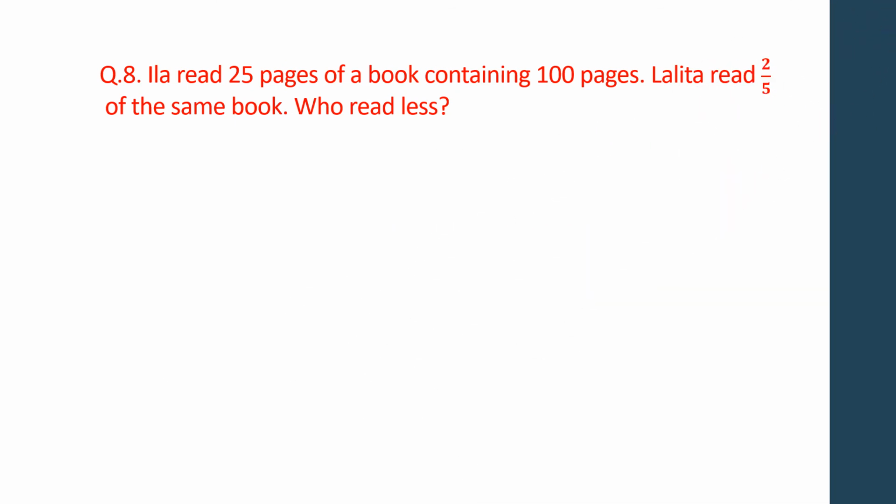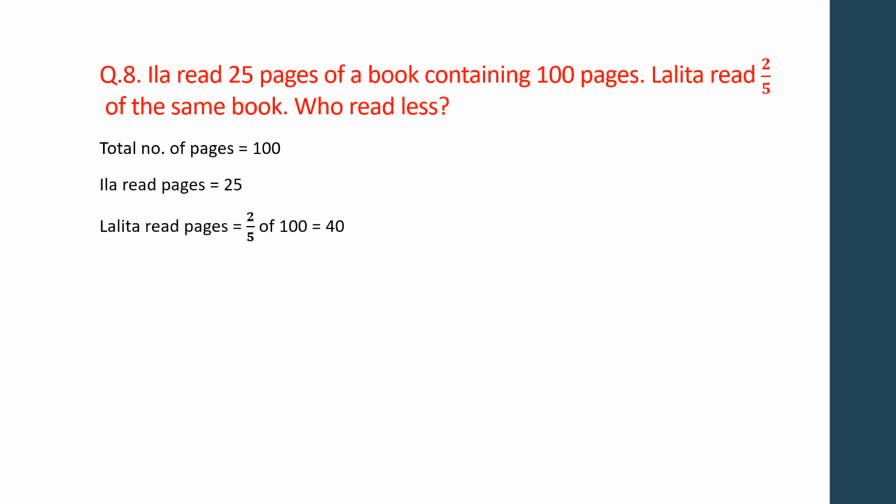Question number 8. Ela read 25 pages of a book containing 100 pages. Lalita read 2 by 5 of the same book. Who read less? Total number of pages 100. Ela read 25 pages. Now Lalita read 2 by 5 of 100. And how to calculate this? Just 5 5s are 25, and here you get 20. Then 2 20s are 40. 25 is smaller than 40. Hence, Ela read less.